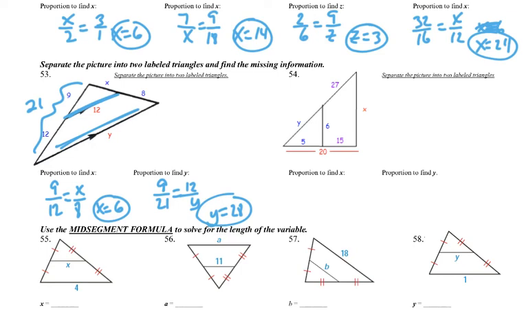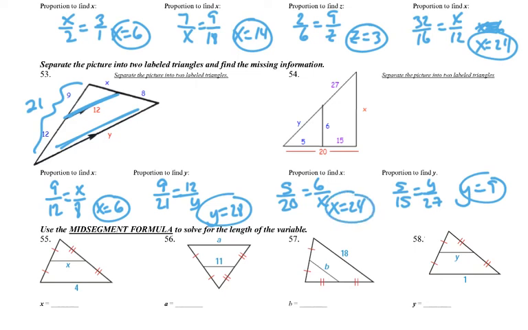Let's see. Yeah, so the y is the natural proportion. 5 over 15 equals y over 27. That's going to turn out to be 9. But when you do the x, it's 5 over 20 because it's from the little triangle to the big triangle. That turns out to be 24.